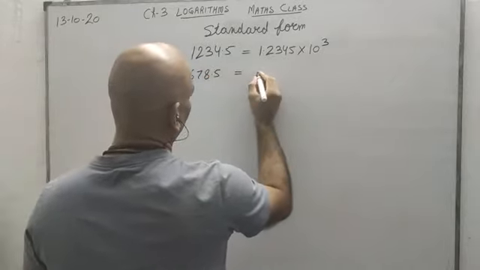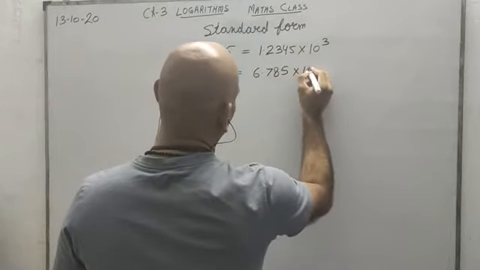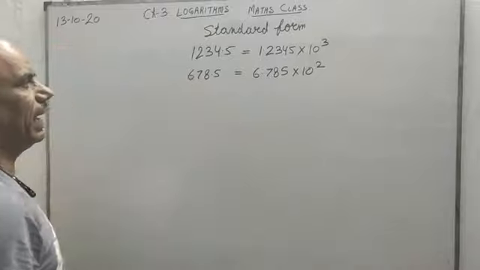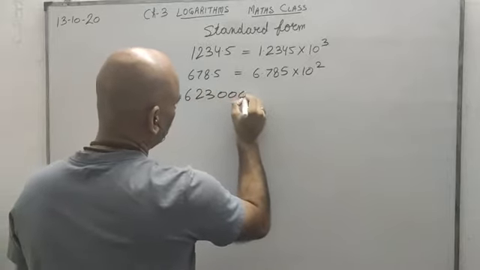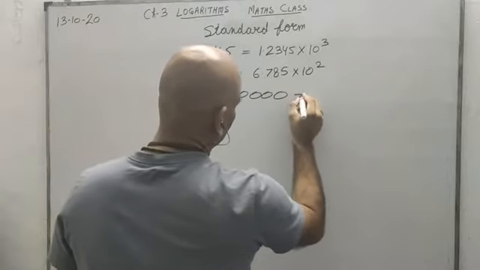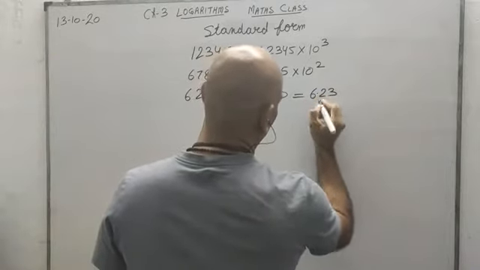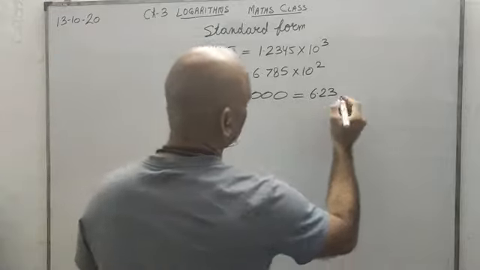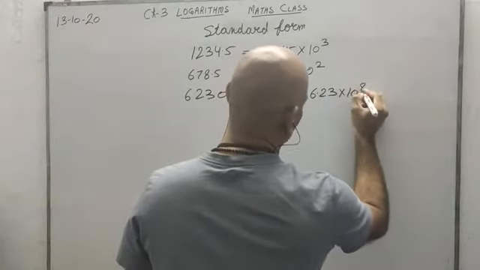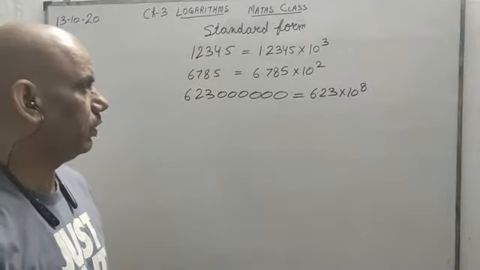678.5 will be written as 6.785 into 10 to the power 2, since the decimal has been shifted 2 places. If there is a very large number, 623123456, then this will be written as 6.23 into 10 to the power 8. The decimal has been shifted 8 places, so it will be written as 10 to the power 8. So this is known as standard form.